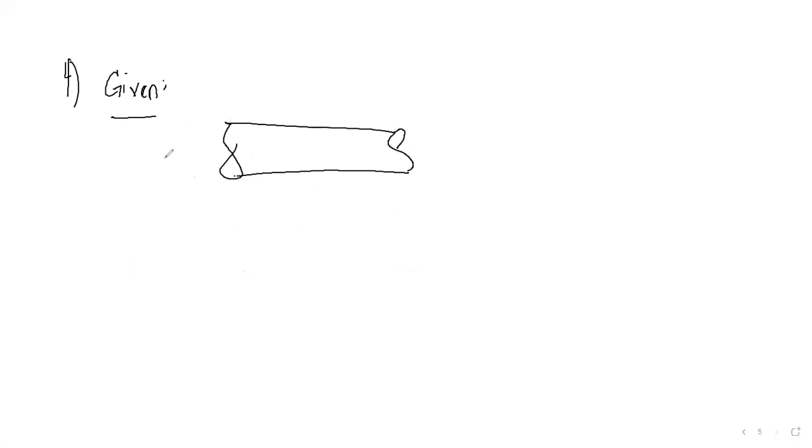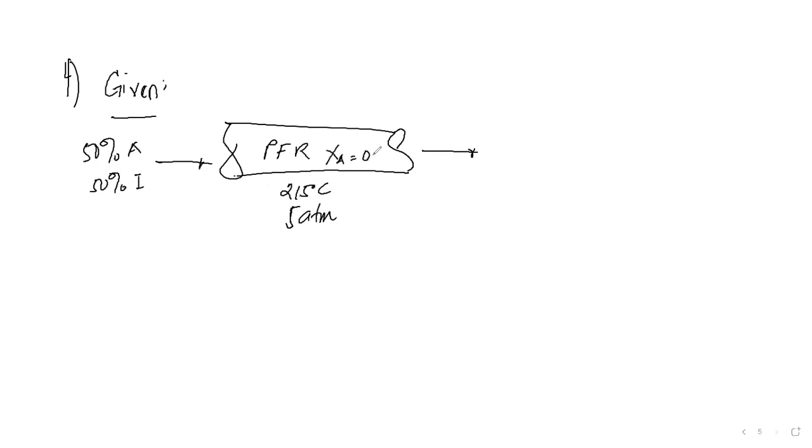So we'll have a pipe or a tube, a PFR. For this PFR, you have 50% A and 50% inerts. I'll just use I for inerts. This is a reaction occurring at 215 degrees C and, oh, sorry, 5 atmospheric pressure. The conversion is 0.8. That's the conversion of A.